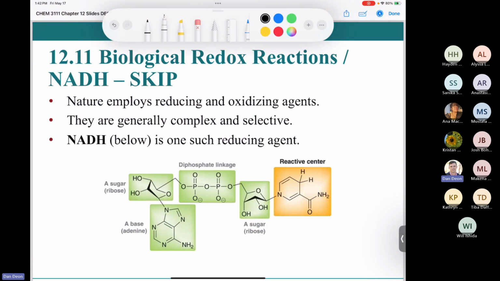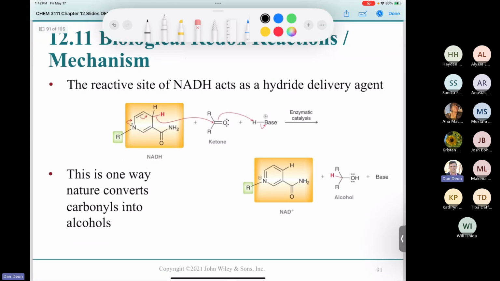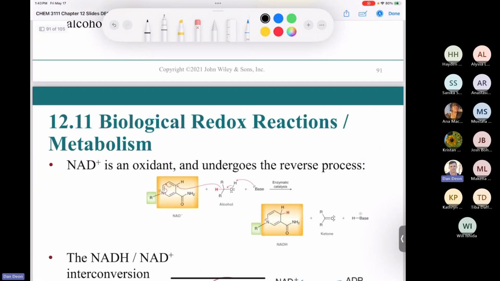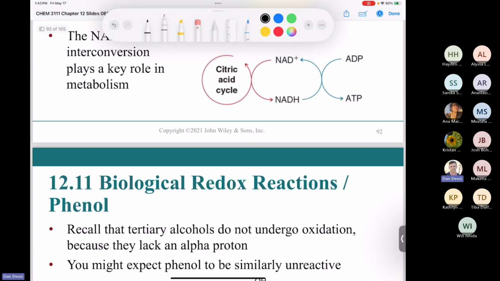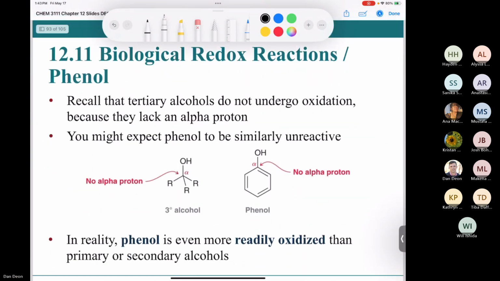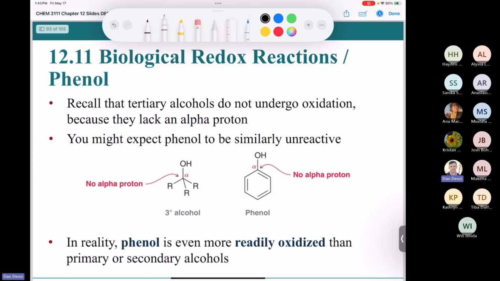Don't worry about section 12.11. I know that a lot of you are interested in biology and biochemistry, so if you want to read the section on NADH, you can do that. I'm sure you've learned about NADH in your biology classes, so you can look at its structure in more detail and talk about the conversion between NADH and NAD+, the reduced and the oxidized form. I'm not going to go over that with you, or how it is employed in the citric acid cycle. So, let's see, oxidation of phenol.